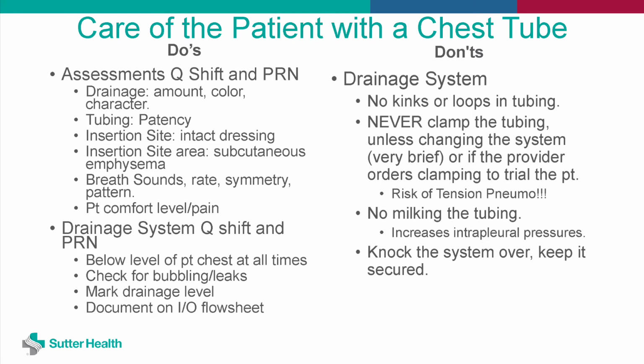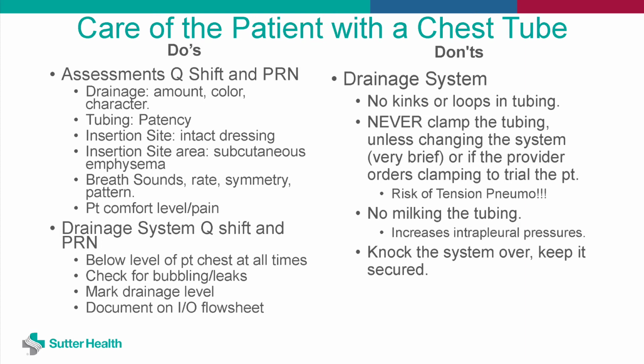Caring for the patient with the chest tube, the do's and don'ts. Do assess every shift and PRN. You want to assess the drainage: the amount, color, and character, the tubing patency, the insertion site for an intact dressing, insertion site area, subcutaneous emphysema, that's that Rice Krispie sound under the skin, breath sounds, rate, symmetry, pattern, and the patient comfort level and pain.